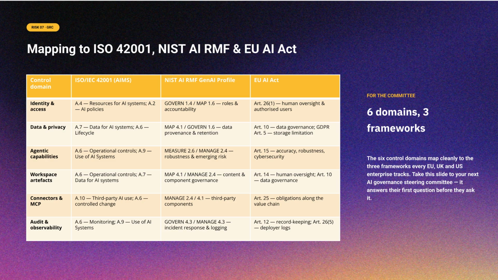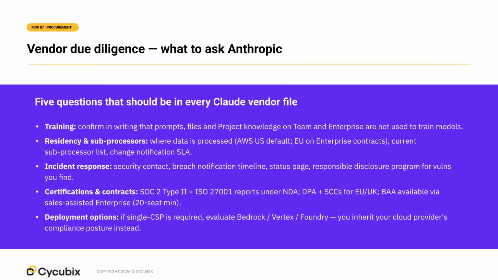ISO 42001 references map to clauses 8.2 through 8.10 and clause 10 for improvement. NIST aligns to the Govern, Map, Measure, and Manage functions. The EU AI Act anchors to Articles 10, 12, 14, 15, 25, and 26. 1 control set, 3 audit responses. 5 questions for your Claude vendor file.